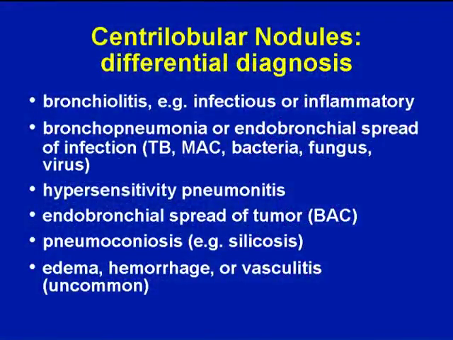Now, the differential diagnosis of centrilobular nodules, well, usually it's going to represent some sort of a bronchiolitis, infectious or inflammatory. It may represent an infection with endobronchial spread. Hypersensitivity pneumonitis, one of the common causes of centrilobular nodules. Endobronchial spread of neoplasm, used to be called bronchiolo-alveolar carcinoma, now is mucinous adenocarcinoma. Pneumoconiosis, silicosis, for example, can give centrilobular nodules because the dust is first deposited there, and then vascular causes, pulmonary edema, pulmonary hemorrhage. But most of the causes of centrilobular nodules are small airway diseases, and one of the common ones is hypersensitivity pneumonitis.